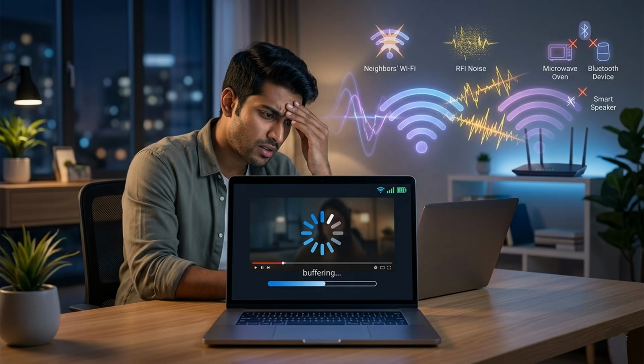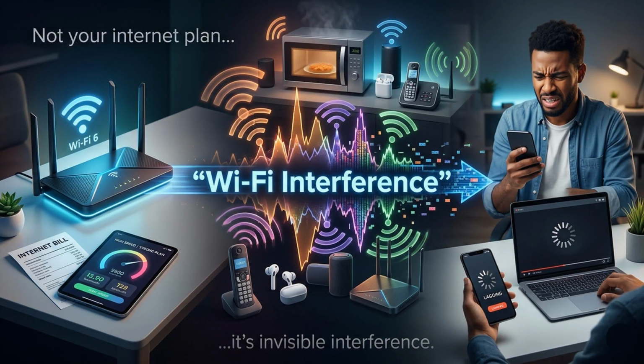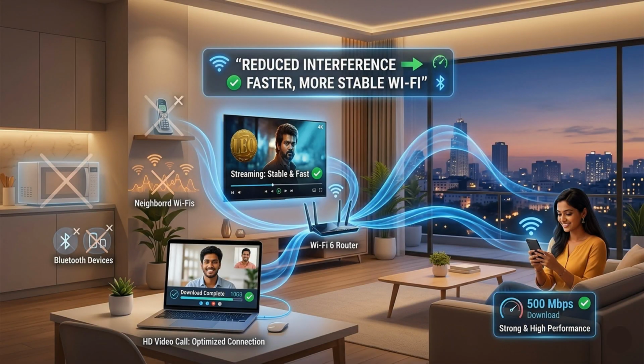Wi-Fi interference. Ever wondered why your Wi-Fi suddenly slows down when you need it most? Or why videos buffer even when your signal shows full bars? The answer might not be your internet plan. It could be something called Wi-Fi interference. By the end of this video, you'll understand not just why your Wi-Fi struggles, but also how to reduce interference for a faster, more stable connection.